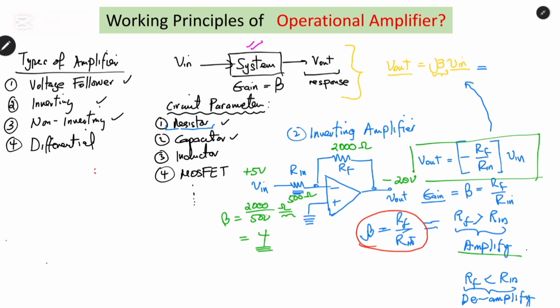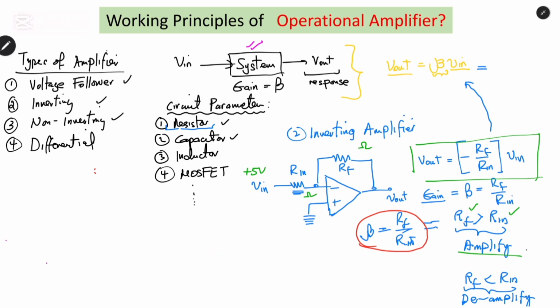Therefore, substituting this gain into the equation, you now have Vout equals minus beta times Vin, which is equivalent to minus 4 times 5. So you will have minus 20 volts at the output. So this represents the amplification, where we have the Rf which is greater than the Rin. So the Rf value is greater than the resistance value of the input.